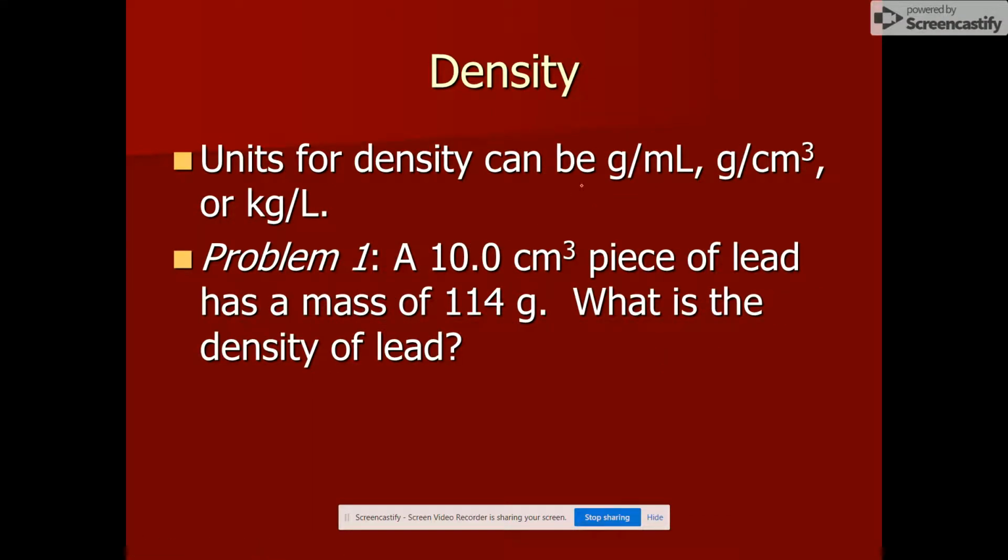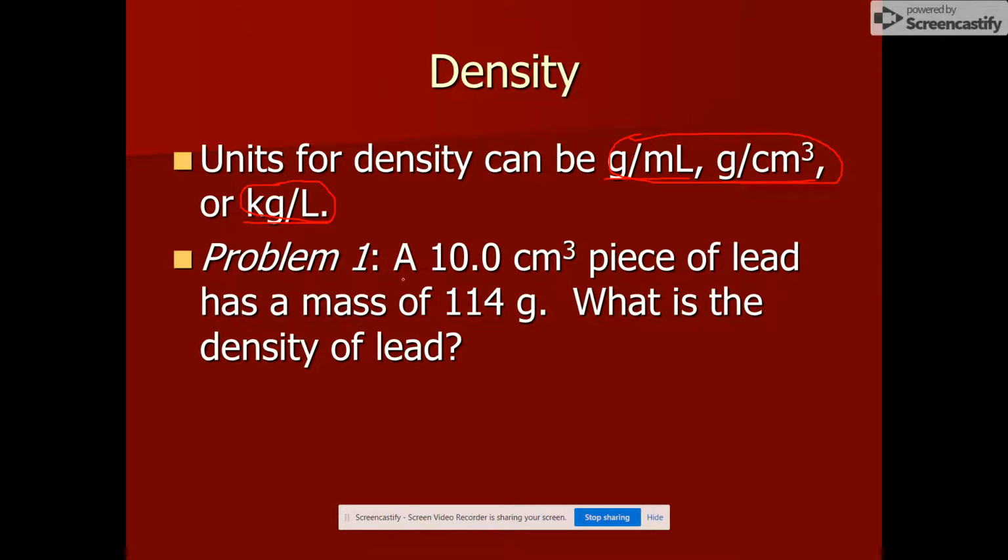So we have a couple different types of units that we use for density. We have g/mL, g/cm³, or kg/L. Grams per milliliter, grams per centimeter cubed, or kilograms per liter. We will be using these two primarily in this class. This kilograms per liter is used for larger amounts.